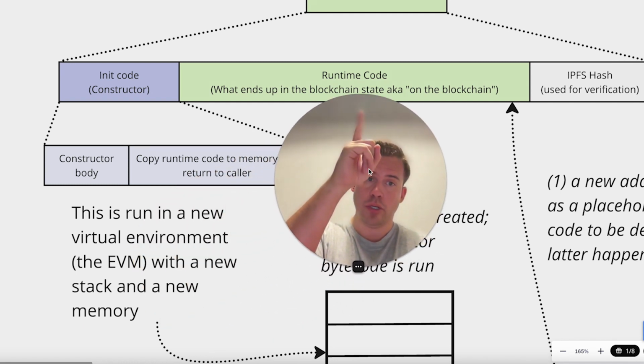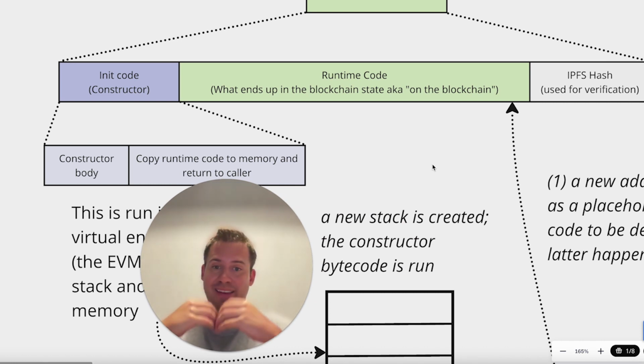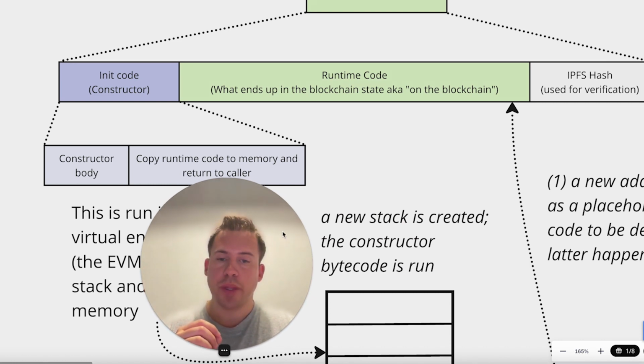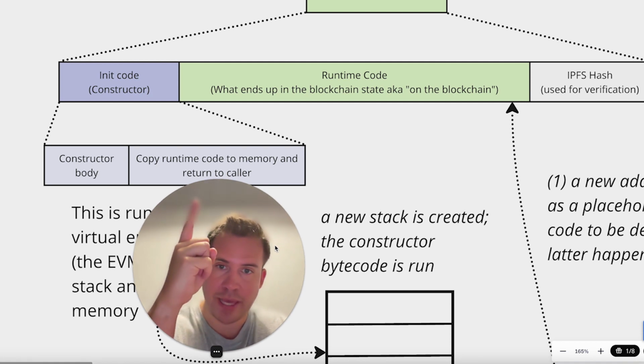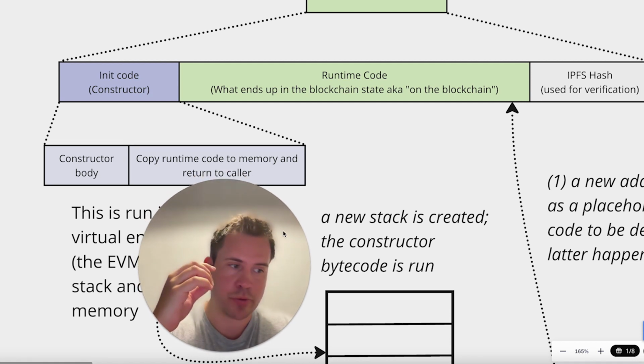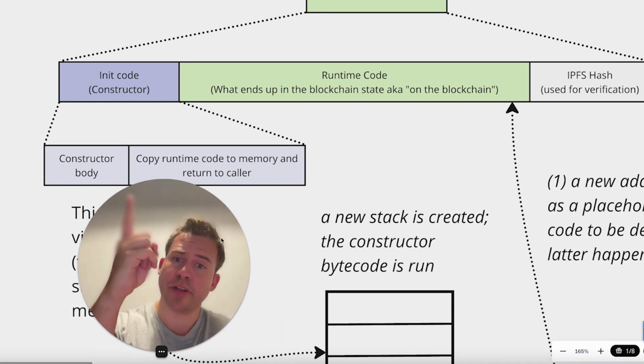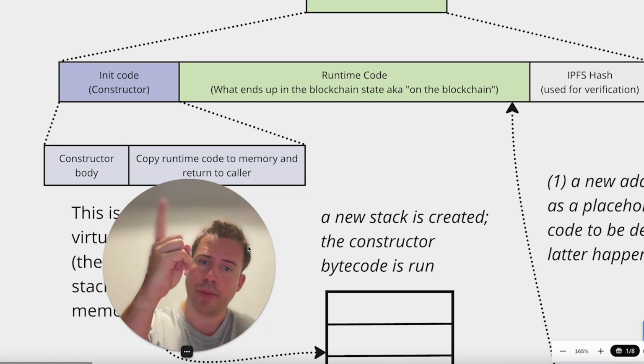So this code copies into memory and returns that to the caller, aka the contract creator. You don't have to manually put this in. You've never coded that up yourself, I assume, unless you do some sort of assembly stuff. This is something the compiler does for you. But it's important to know that there are two steps here.